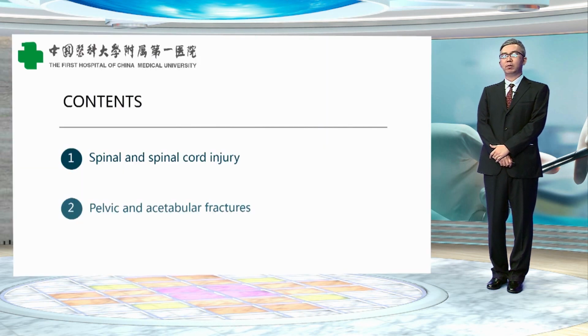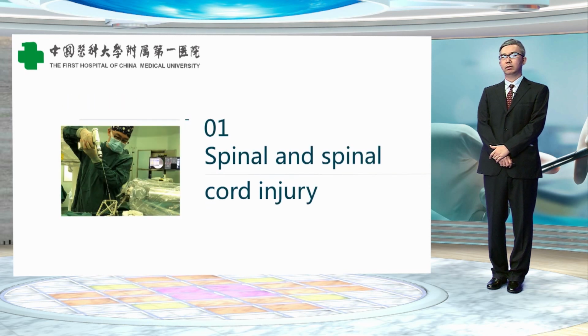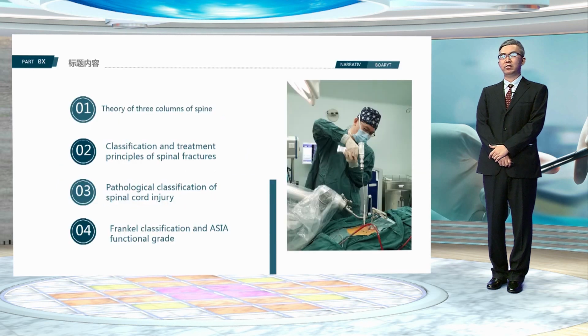For today's topic, the first part of the content is spinal and spinal cord injury, and the second part is pelvic and acetabular fractures. In the first part, you should master the theory of the three columns of the spine, and you should also remember the classification and the treatment principles of spinal fractures. The third part is the pathological classification of spinal cord injury, and the fourth one is the Frankel classification and the ASIA functional grade.